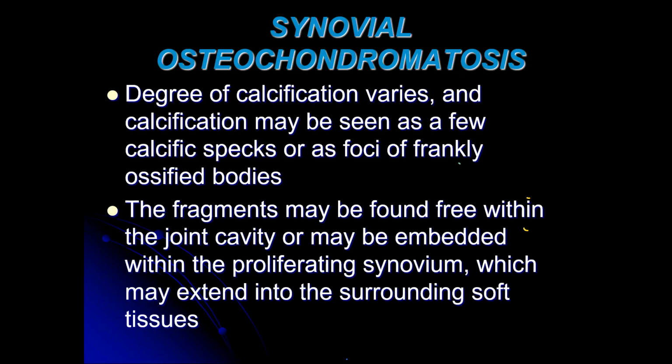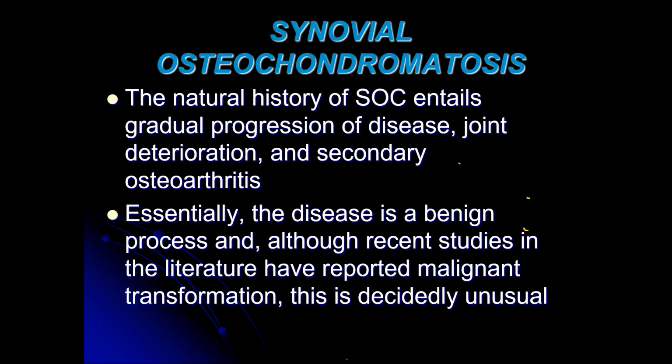The degree of calcification varies, and calcification may be seen as a few calcific specks or as foci of frankly ossified bodies. The fragments may be found free within the joint cavity and may be embedded within the proliferating synovium, which may extend into the surrounding soft tissues. So, the natural history of synovial osteochondromatosis entails gradual progression of disease, joint deterioration, and secondary osteoarthritis. Essentially, the disease is a benign process, and although recent studies in the literature have reported malignant transformation, this is decidedly unusual.